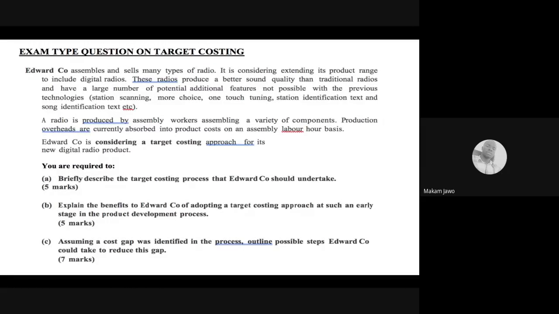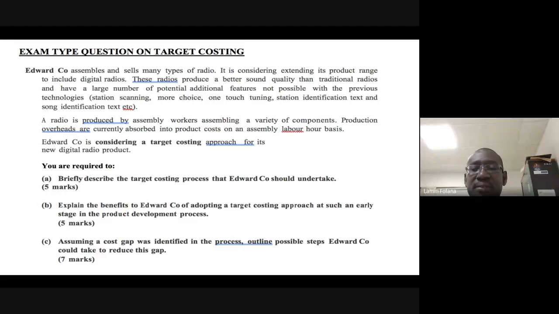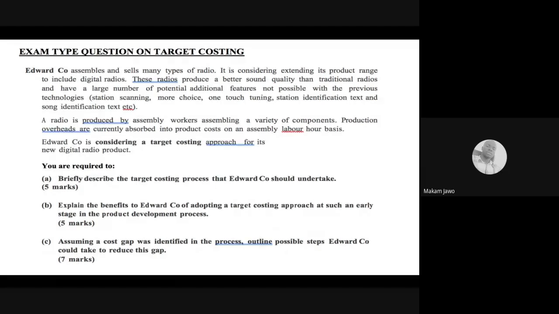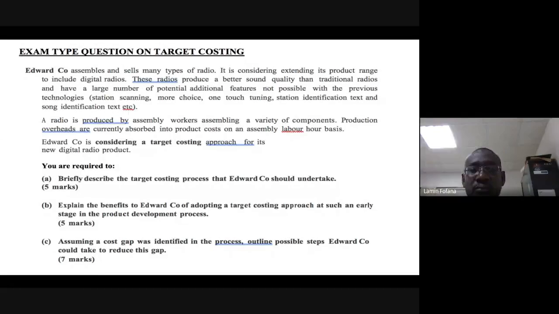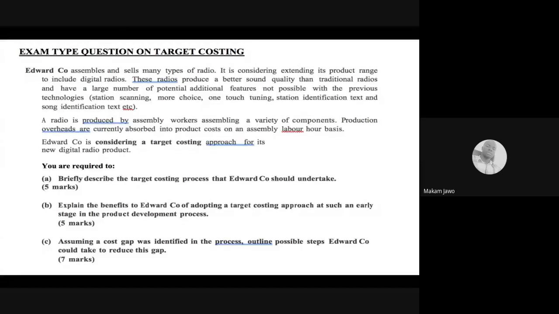Unlike other costing methods, for example activity-based costing and absorption costing, where you calculate the unit cost of the product and then deduct it from an already set selling price. Can you hear me? I'm hearing you. Go ahead, Makam. I was saying, unlike ABC and absorption costing, where the unit cost is determined first and then deducted from the set selling price. Okay. In target costing, you already have your selling price, and you just have to deduct your profit margin from that selling price.